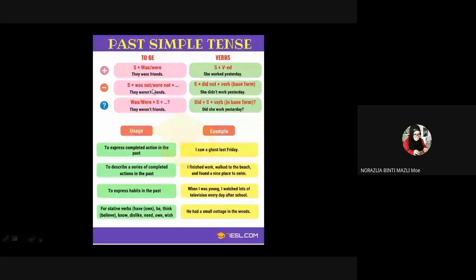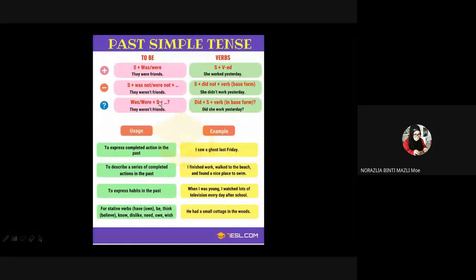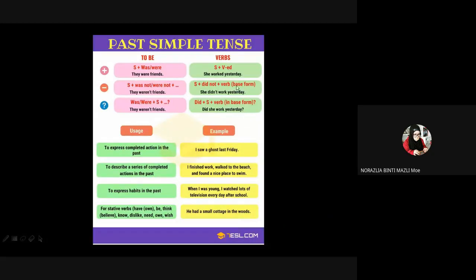Okay, when you ask a question, for example, you say was, were ni, were they friends? Example dia tak bagi tu, example dia silap. For example here, they were not friends kan? So the question will be, were they friends? Subjek dia apa? Subjek dia they. So dia akan jadi, were they friends? Ataupun yang untuk action verb, dia akan jadi, did she work yesterday? Kita terbalikkan je. Did subject she, did she work yesterday?